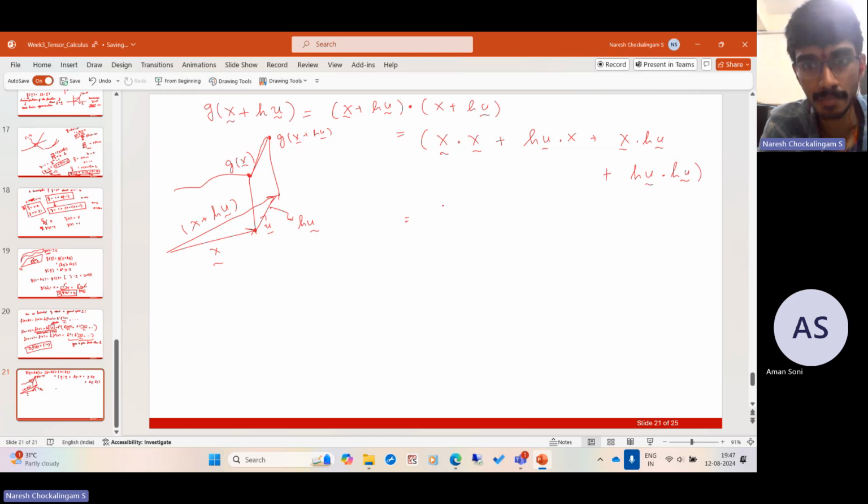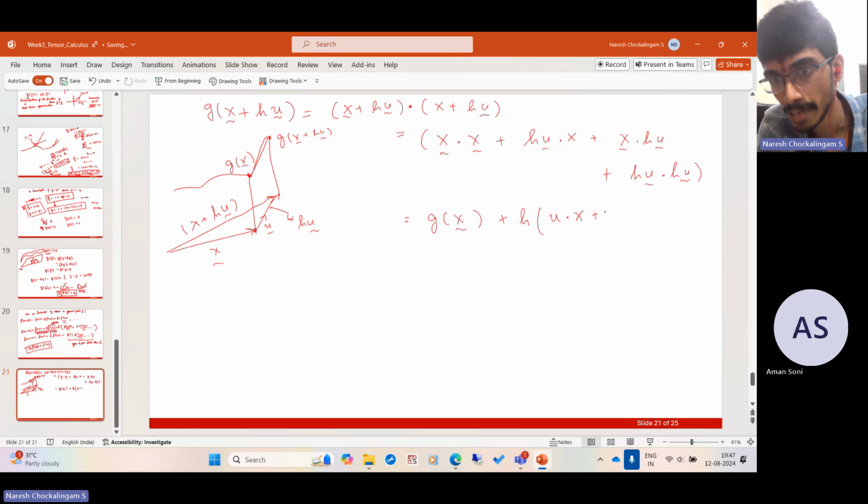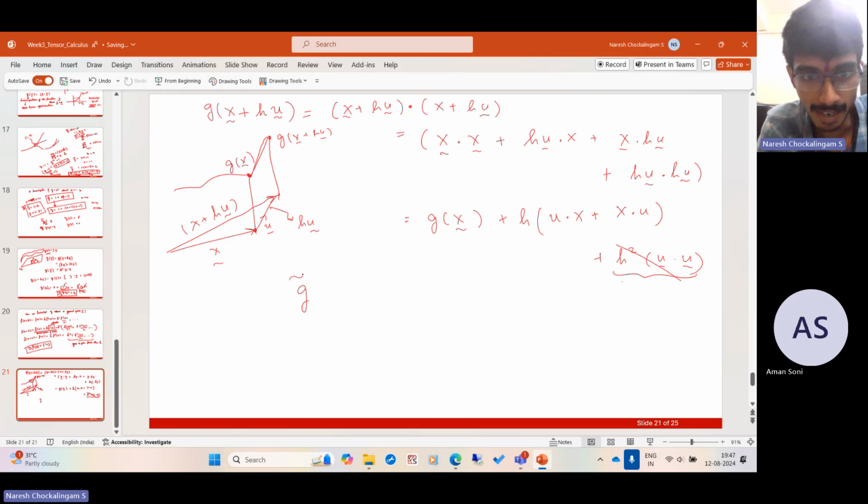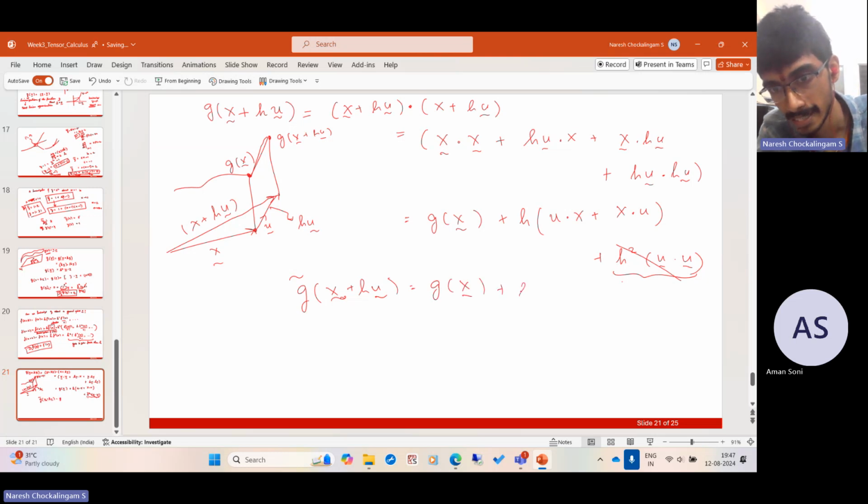So write it all separately. What is x dot x? x dot x is nothing but g of x. Plus from this term and this term we can take h commonly out. It is a scalar. h multiplied with u dot x plus x dot u, plus h square times u dot u. Now this term goes to 0 faster than h, so drop this term. You get a linearization, say g tilde of x plus hu, which is nothing but g of x plus h times, since u dot x is the same as x dot u, you can write it as 2 times x dot u.